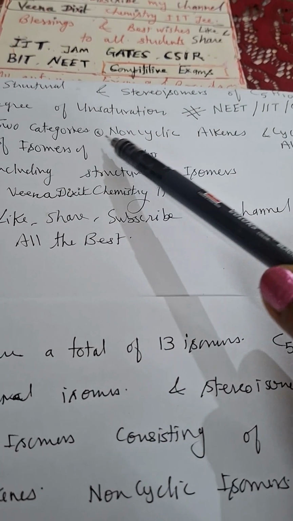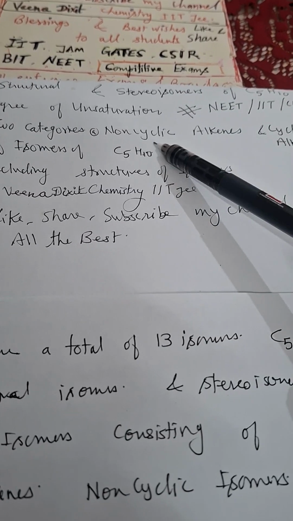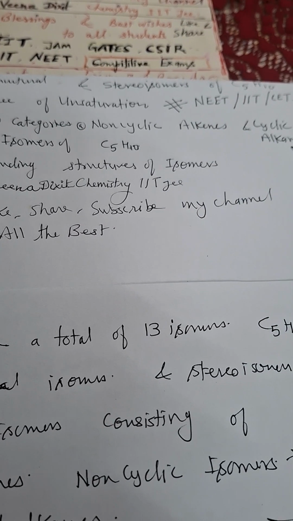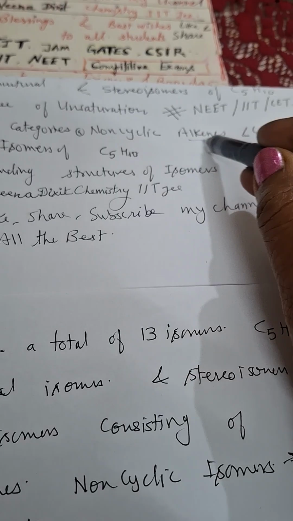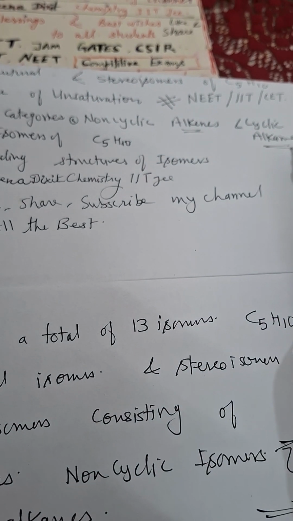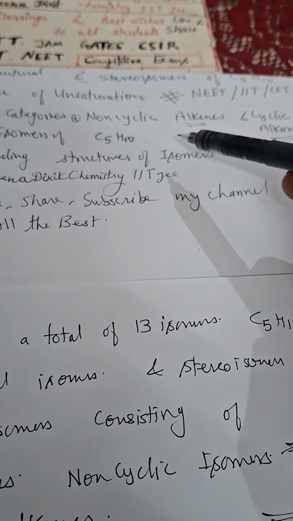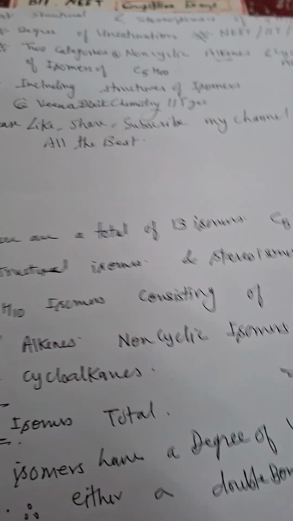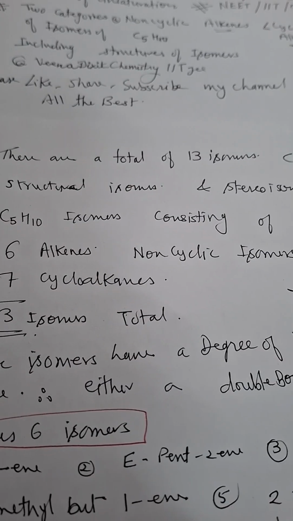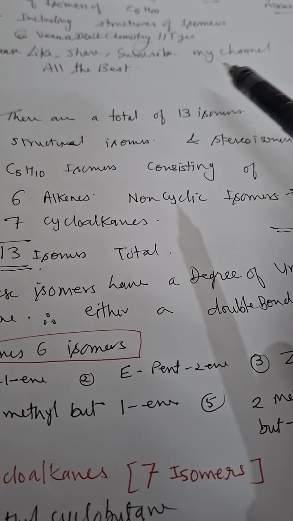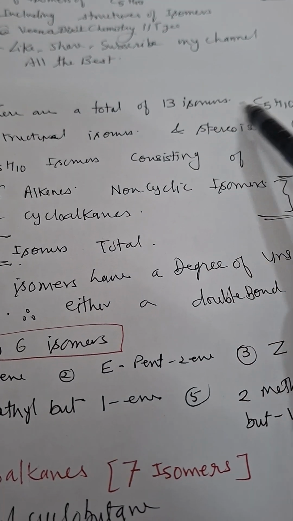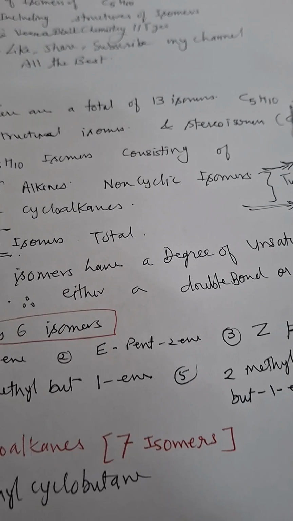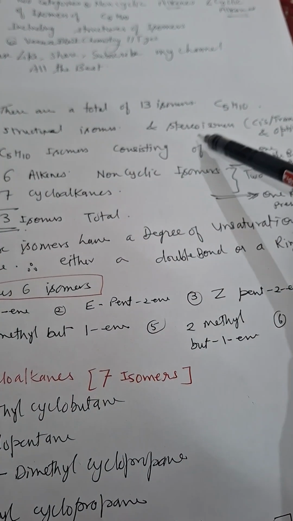Two categories of isomers we get: non-cyclic alkenes and cyclic alkanes, isomers of C5H10, including structural isomers. If I get time, I will tell you the structures, otherwise in the second video you'll get the structures. There are a total of 13 isomers of C5H10: structural isomers and stereoisomers.